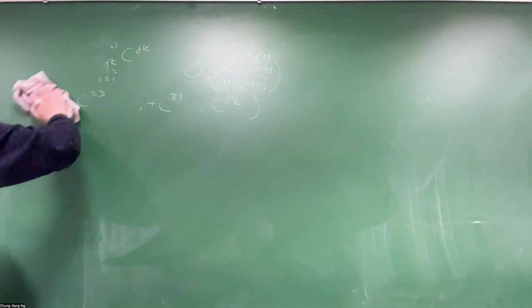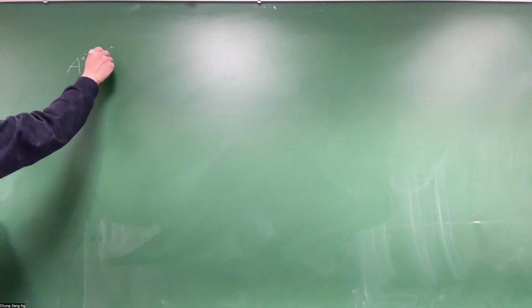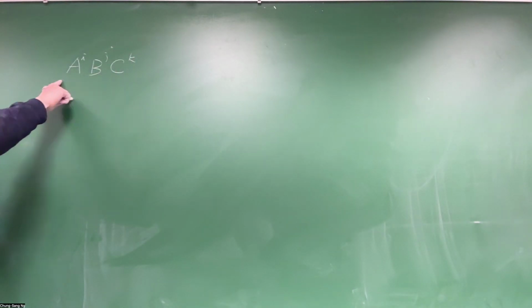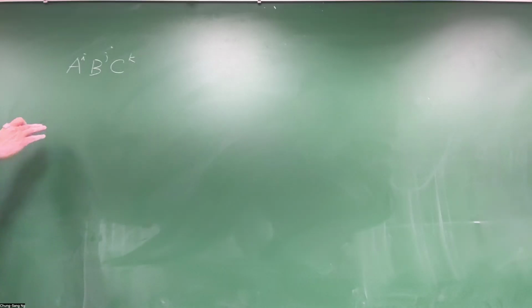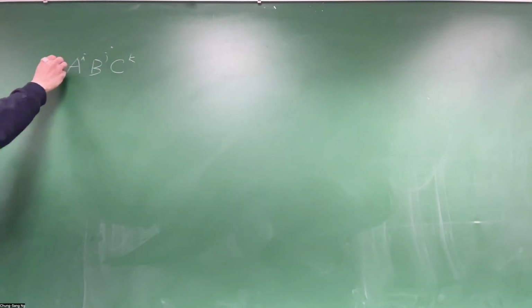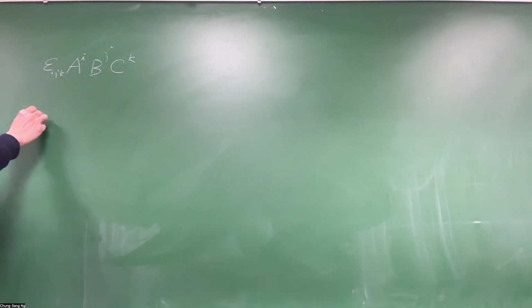If you have three vectors, A superscript i, B superscript j, C superscript k, three contravariant vectors, then we define a quantity by summing over these, multiplying by epsilon ijk. And we define this as volume V.